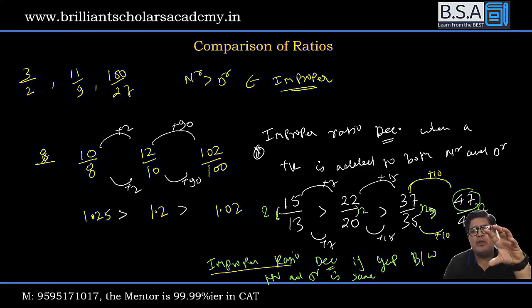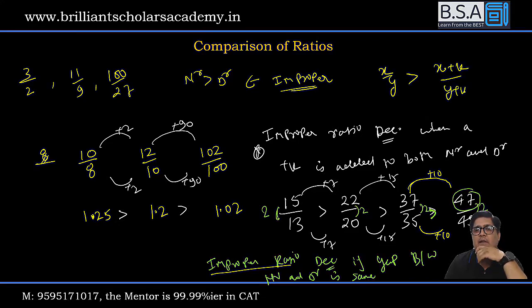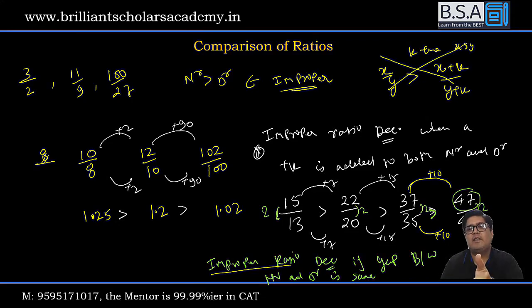Now, in a lot of books, this is all given as mumbo jumbo. Like this, x upon y is more than x plus k upon y plus k if k is positive and x is... What is this? What are you doing? You don't have to do anything like that. Sentences are easy to work with.